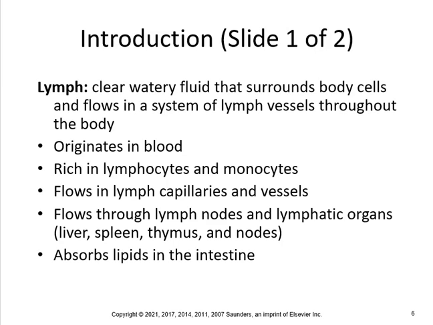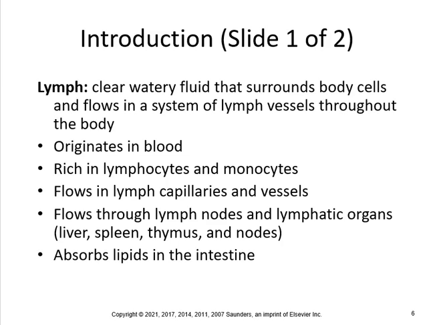So what's lymph? You should definitely know what lymph is. Lymph is clear, watery fluid that surrounds body cells and flows in a system of lymph vessels throughout the body. Make sure you know how to spell it too, L-Y-M-P-H. It originates in the blood. It's rich in lymphocytes and monocytes, flows in lymph capillaries and blood vessels, flows through lymph nodes and lymphatic organs, liver, spleen, thymus, and nodes, and absorbs lipids in the intestine.